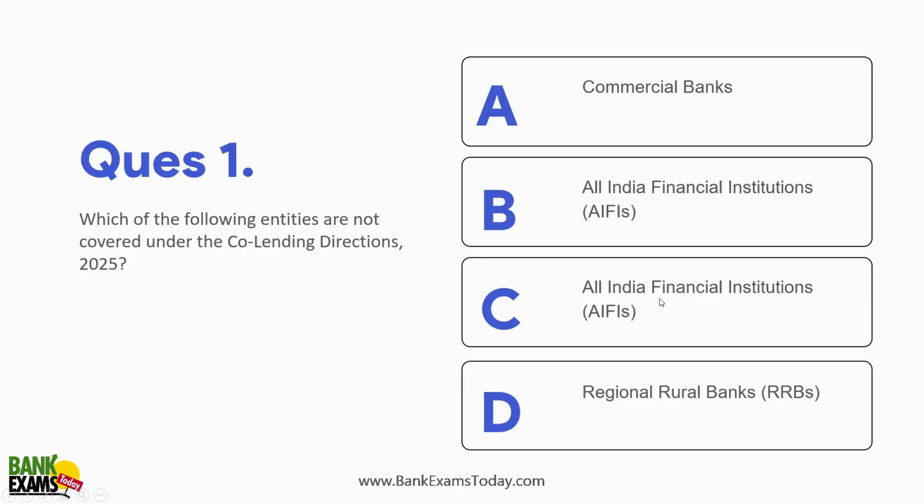Question number 1: which of the following entities are not covered under the co-lending directions 2025? These directions are not applicable to RRBs. But on commercial banks, NBFCs, all India financial institutions, these directions are applicable. It is repeated, but it should not be repeated. It is NBFCs. On NBFCs, these are applicable, right?